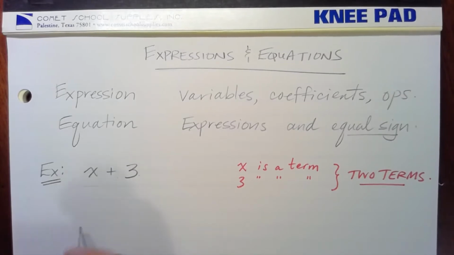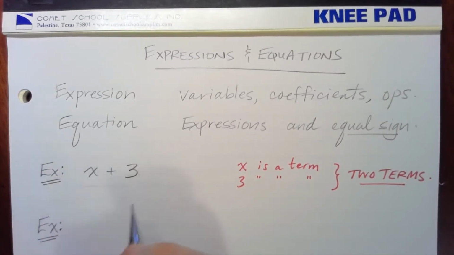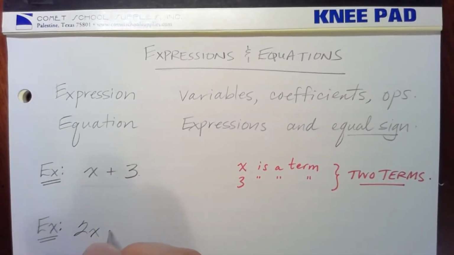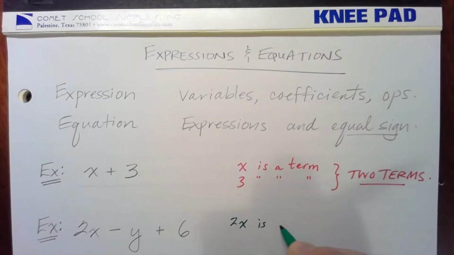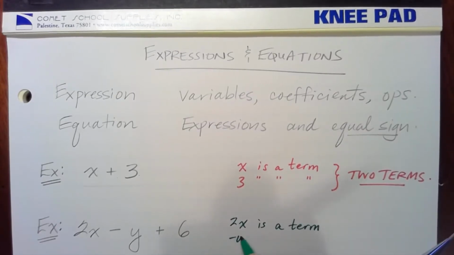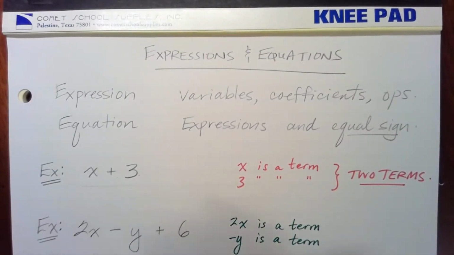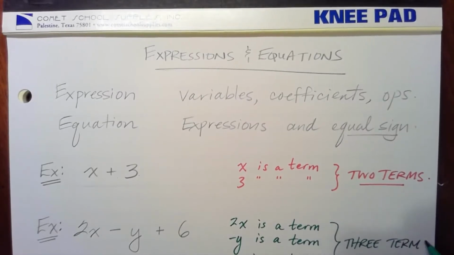But a more complicated example might be 2x minus y plus 6. Okay, so how many terms is in here? Let's do this one in green this time. So 2x is a term, minus y is a term, and notice that I'm lumping in the minus with the y because it's part of it. Okay, so minus y is a term, and then 6 is a term. And so this has 3 terms.